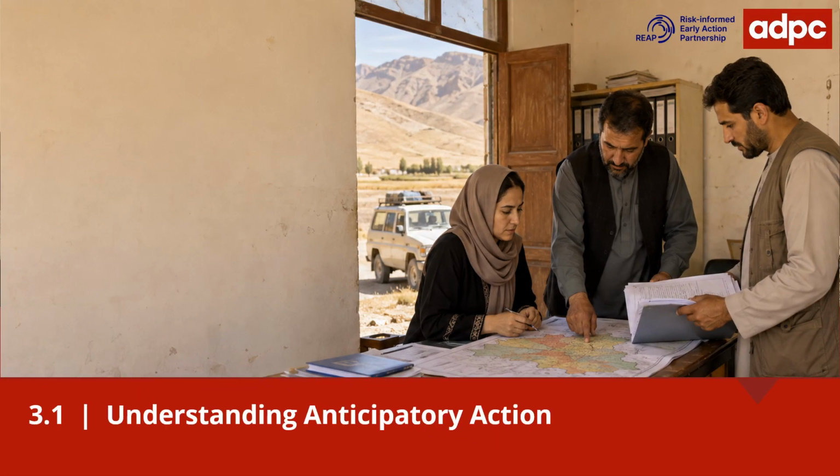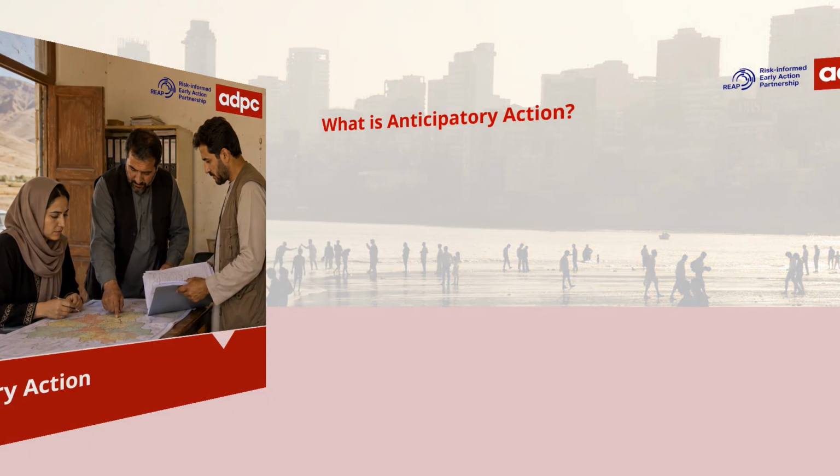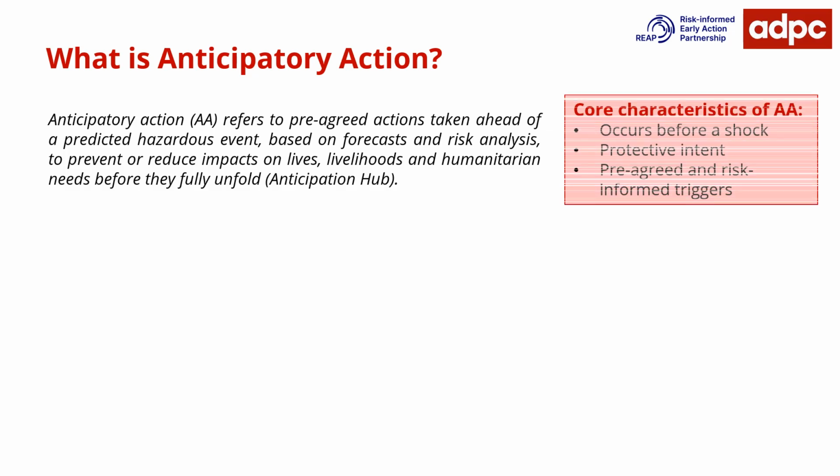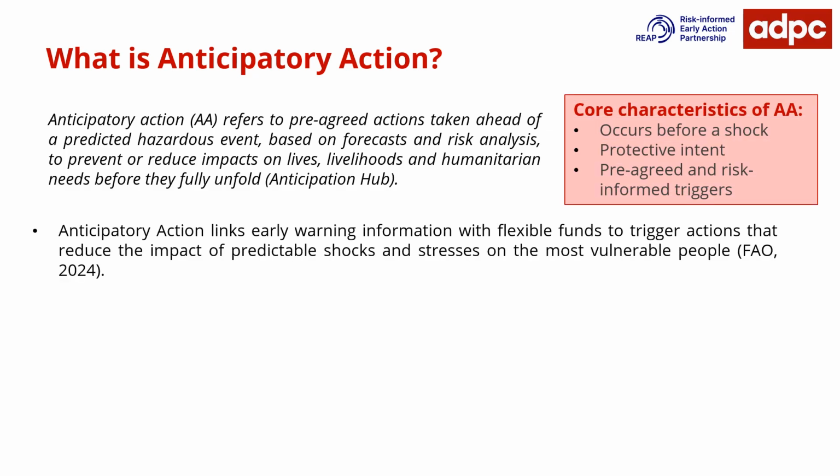We begin with Section 3.1, Understanding Anticipatory Action. Anticipatory action, or AA, refers to pre-agreed actions taken ahead of a predicted hazardous event, based on forecasts and risk analysis, to prevent or reduce impacts on lives, livelihoods, and humanitarian needs before they fully unfold, according to the Anticipation Hub. Anticipatory action links early warning information with flexible funds to trigger actions that reduce the impact of predictable shocks and stresses on the most vulnerable people, according to FAO 2024.